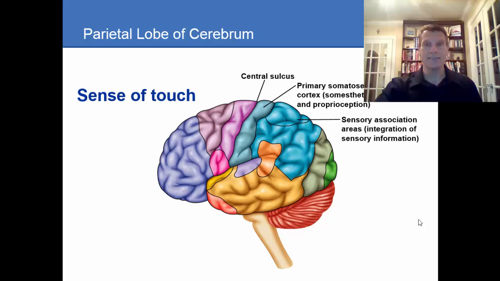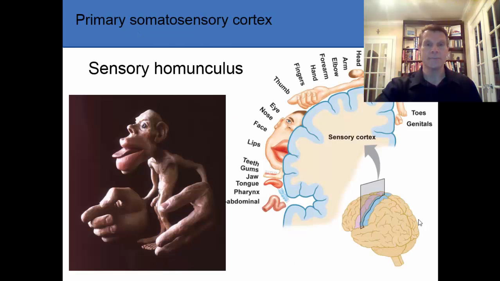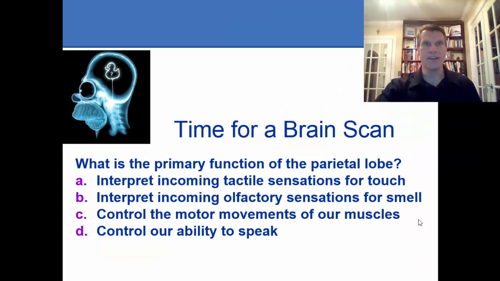Our somatosensory sensations are our sense of touch. We also have a sensory homunculus. So the amount of our brain that's devoted to relaying sensory input from our body. And again, the areas of our body with the most sensory nerve endings are our hands for our sense of touch in our fingertips, and our lips and our tongue. That might be one reason why kissing is so important to humans, because our sense of touch in our lips is so incredibly important. Let's stop for a brain scan.